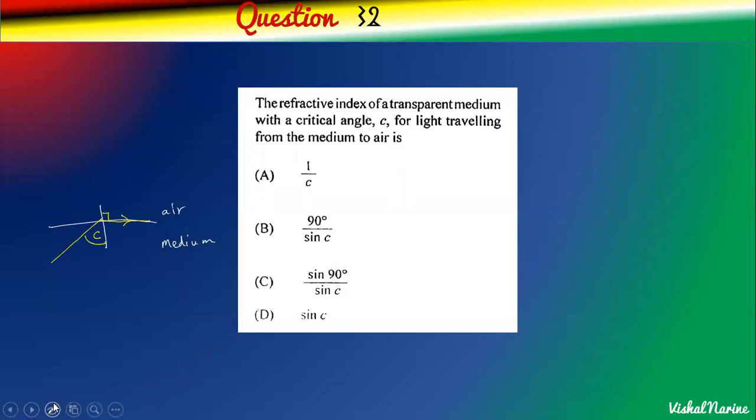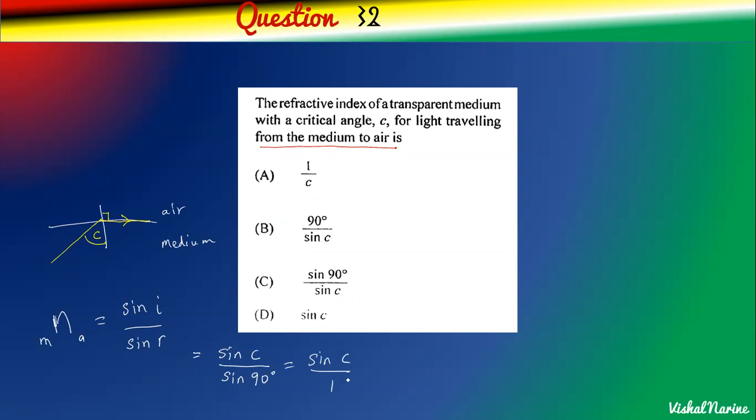Now, the question is asking, and I think this is where a person probably didn't read the question well, what is the refractive index for light traveling from the medium to air. So you will know that the refractive index is equal to sine i over sine r. Sine i is c, so it will be sine c divided by sine r, and r is 90 degrees. Sine 90 works out to be 1, so this is basically sine c over 1, which is equal to sine c.